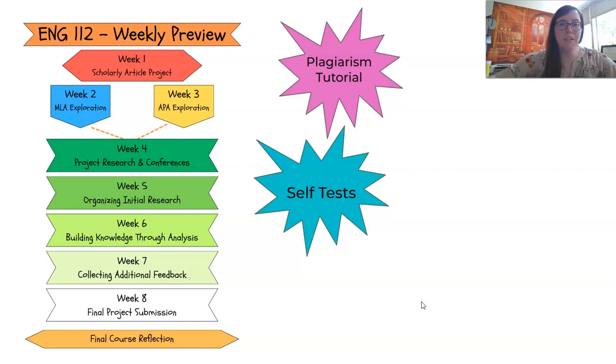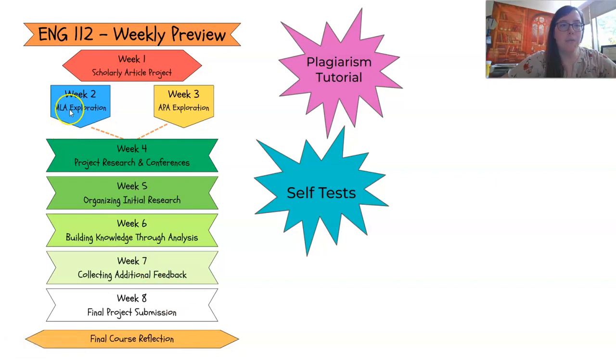So if you take a look at your screen here, you'll notice that we have an 8-week breakdown of what to expect each week in a nutshell throughout the semester. In week 1, you are starting with a scholarly article project. This project is its own tiny project. You'll do it in a week. It's research-based, and you don't have to write any papers or anything like that. And that's what you're working on right away in week 1.